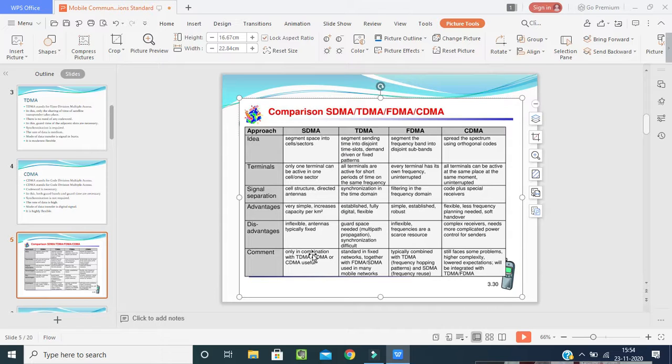Antennas are typically fixed, and sometimes the antenna network will be jammed. And what are the things there? Only in combination with TDMA and FDMA or CDMA it is useful.